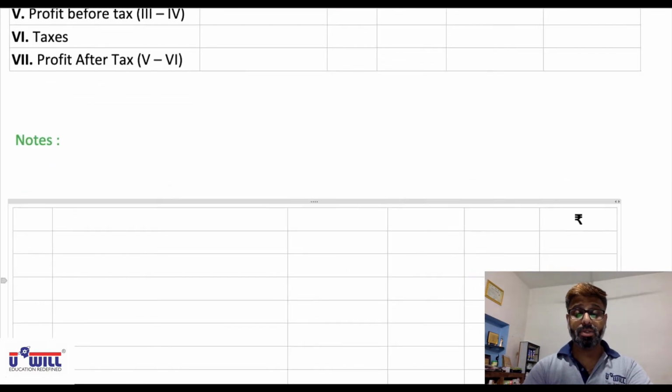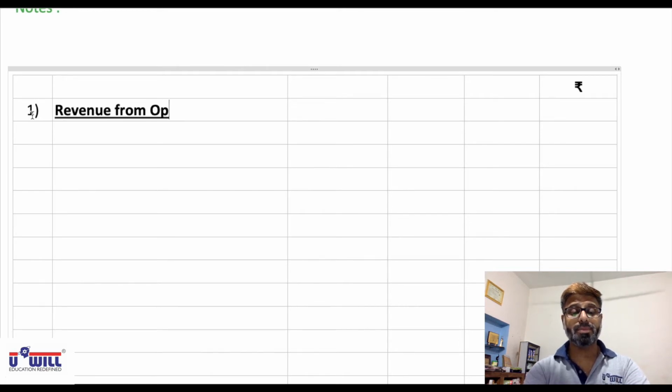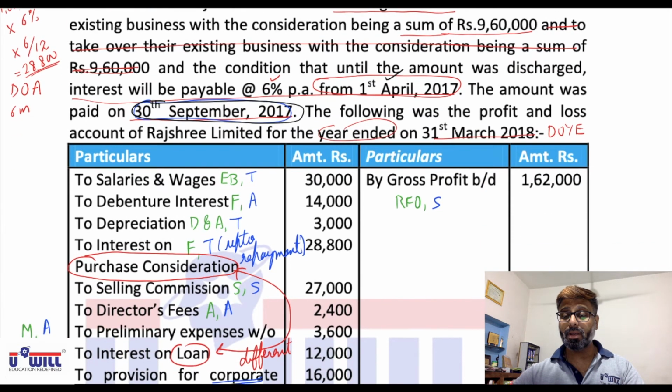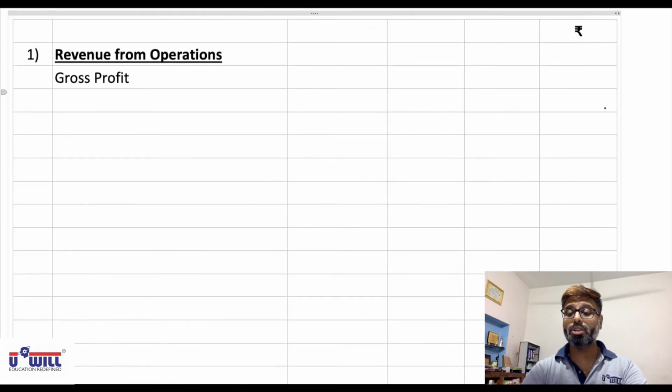Now let's make the notes first. So all of you write down, the first note will be revenue from operations. In that we will include gross profit. All of you see in the question, what is the amount of gross profit? 1,62,000. You all can find that on the credit side. So directly in the last column, gross profit 1,62,000. Only one item is there.